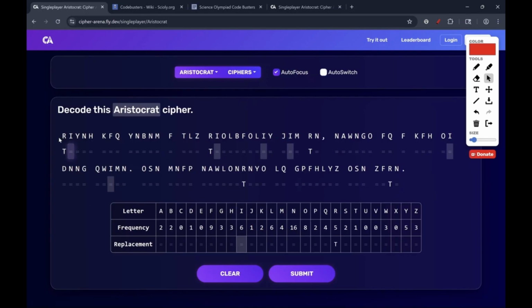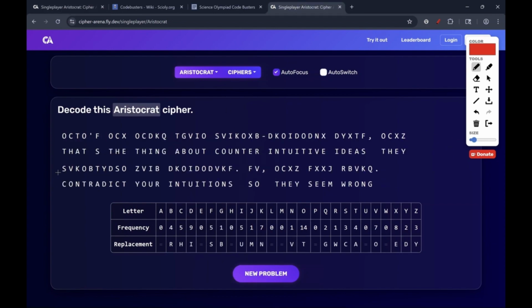For example, you could say that all the instances of the letter R decode to T, and all the instances of I decode to O, and so on. And the decoded letters have to be different than their ciphertext. So you can't say, in this aristocrat cipher, the letter Y also decodes to Y. That's not possible in an aristocrat. And yeah, I can show you a fully solved aristocrat as well. You notice that all the instances of O decode to T, C becomes H, F becomes S, and so on.